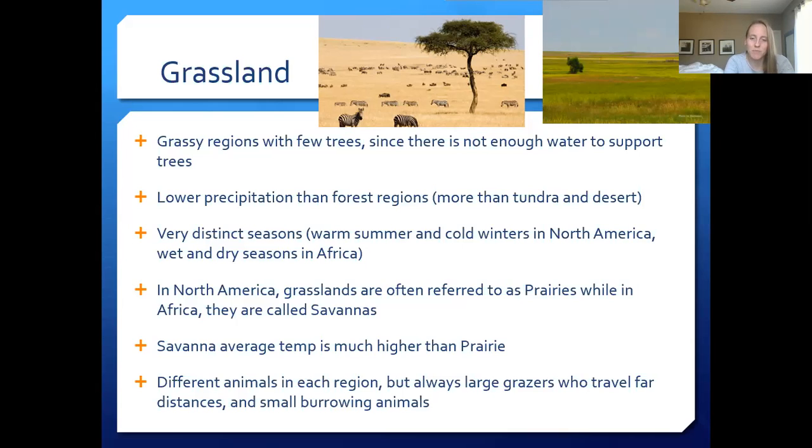And there are different animals in the grassland. You would usually find large grazers. So in the savanna, you might see that in terms of zebras, as you can see above. Here in the prairies, we might see that in the form of cows. And you also tend to have a lot of small burrowing animals.